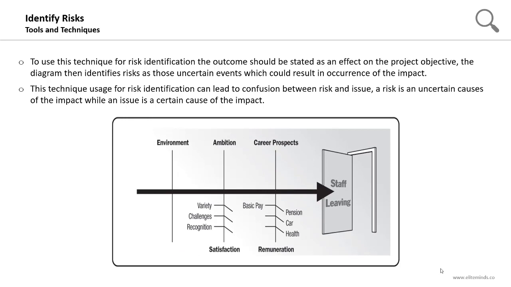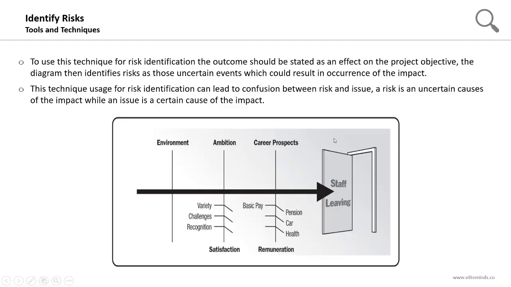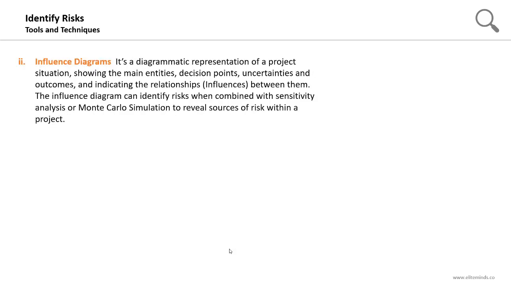Here is an example of the cause and effect diagram, or the fishbone diagram. So staff leaving is the main outcome. The key causes might include environmental causes, ambition, career prospects, remuneration, or satisfaction, and you can then dig deeper into the sub-causes. For example, satisfaction might include variety, challenges, and recognition. So this is an example of the fishbone diagram.